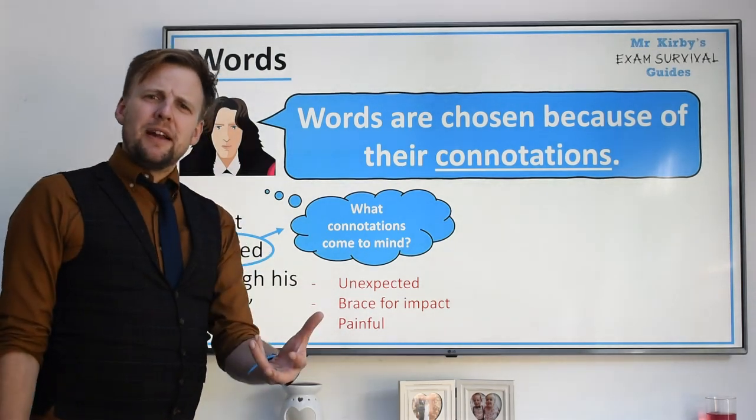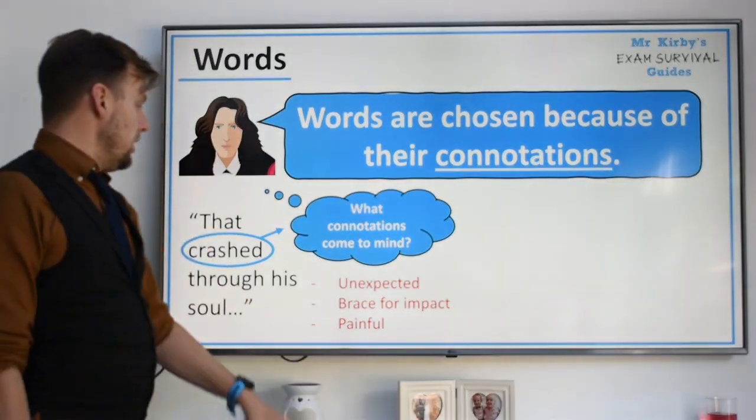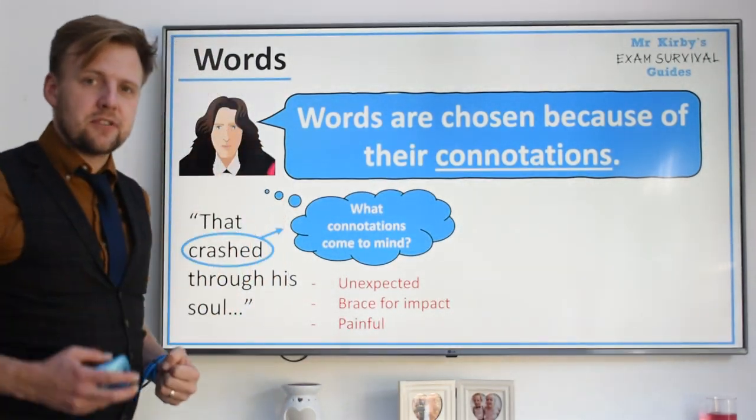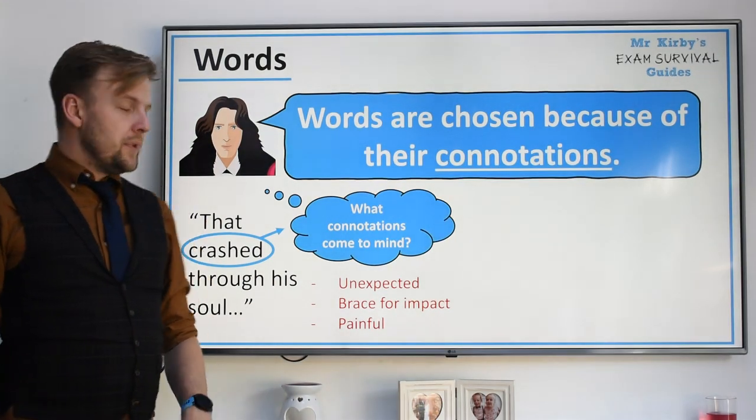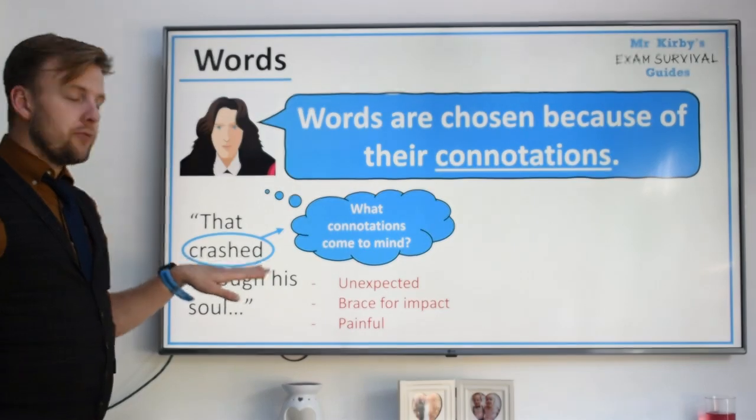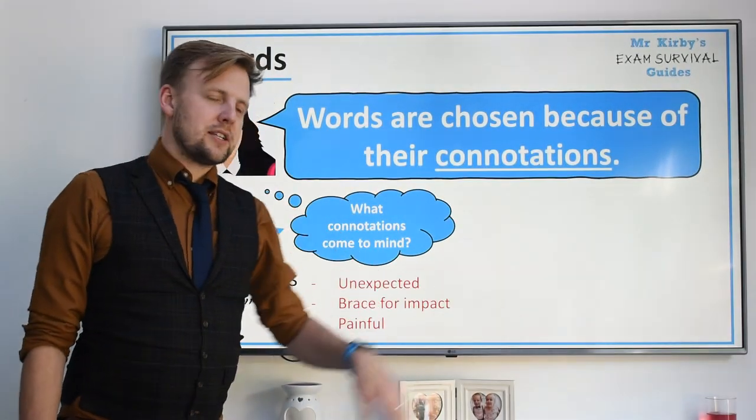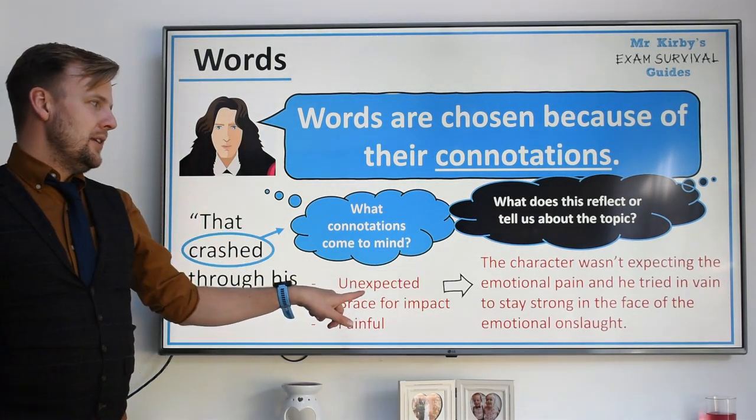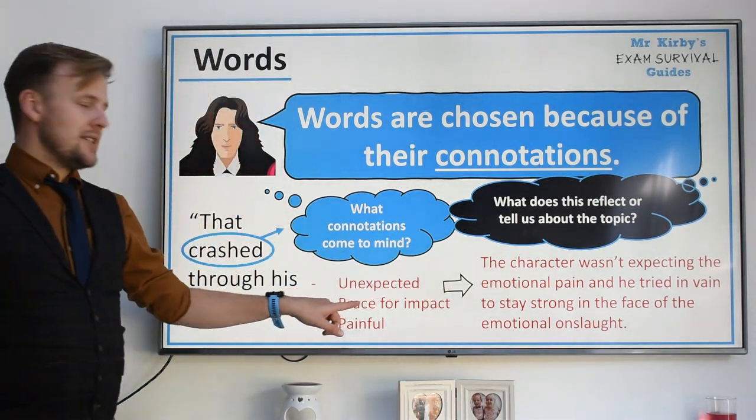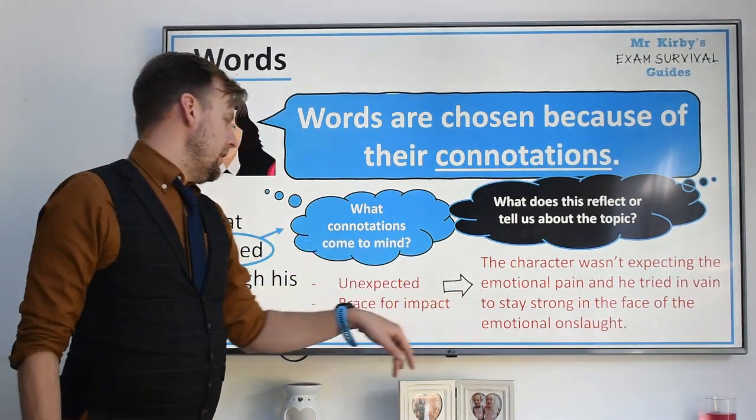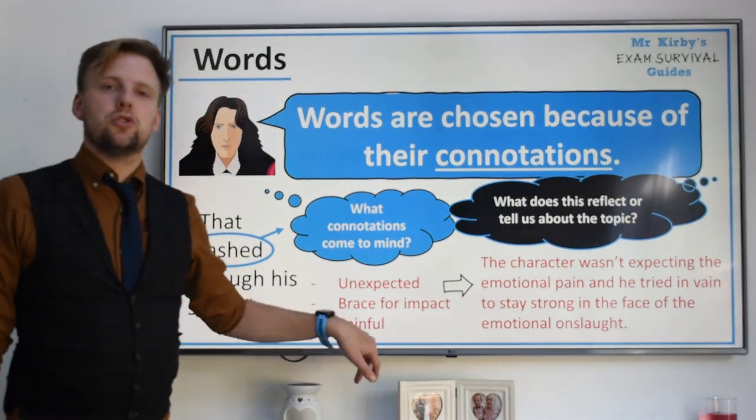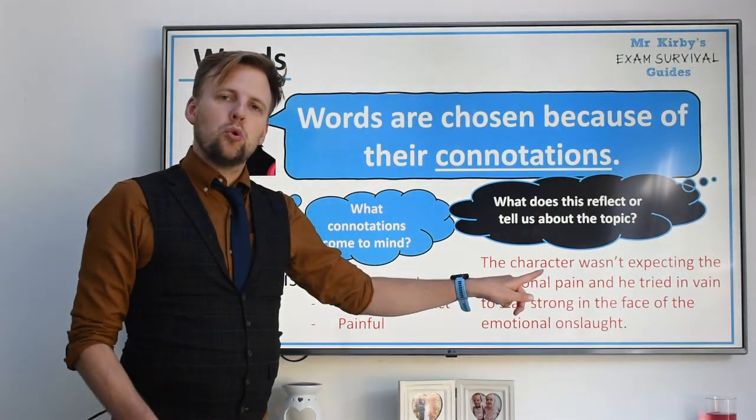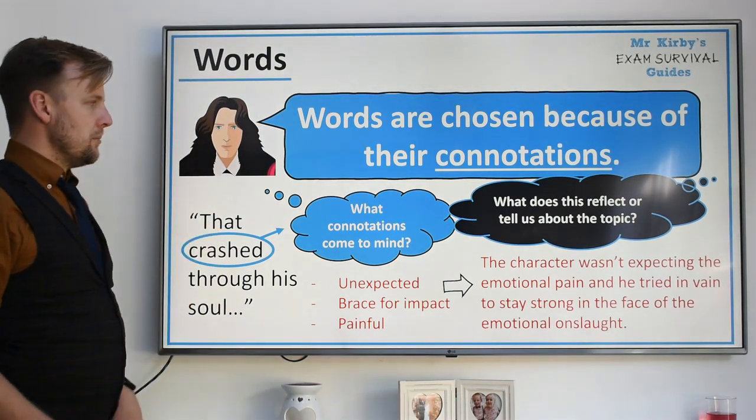For me, a crash is unexpected. I wasn't expecting to crash my car yesterday, but I did. A brace for impact. If I'm going to crash, for that split second, I have to tense and brace myself to make sure I don't get hurt, and it is going to cause me pain. If those are the connotations that it makes me think of, then that lets me have some real nice analysis when I then link it back to the topic. How does that reflect the topic? Well, the character wasn't expecting the emotional pain. He tried in vain to stay strong because he braced himself, in the face of this emotional onslaught because it's so painful. The more precise my connotations, the more perceptive and quality the interpretations I can make.